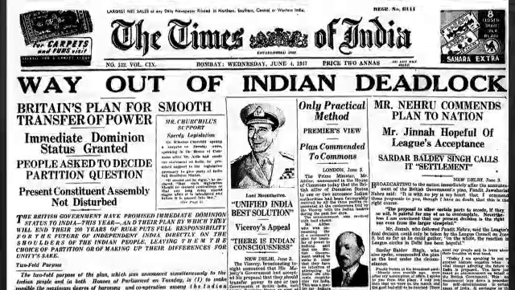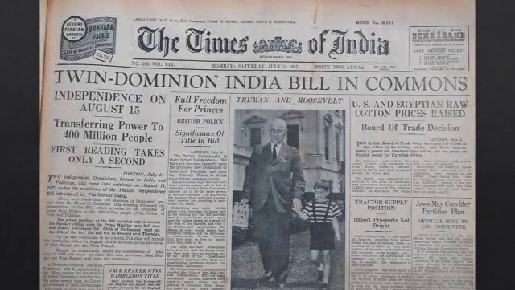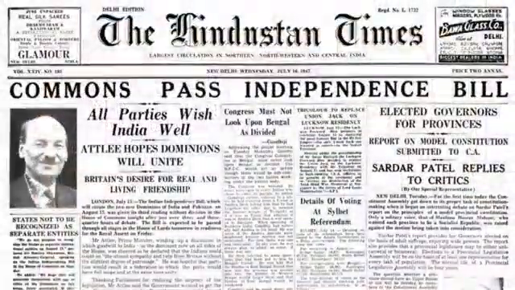The provisions of the Mountbatten Plan were introduced in the British Parliament, which was passed as the Indian Independence Act in 1947. The details of power transfer among the new governments of India and Pakistan were pronounced in this act.